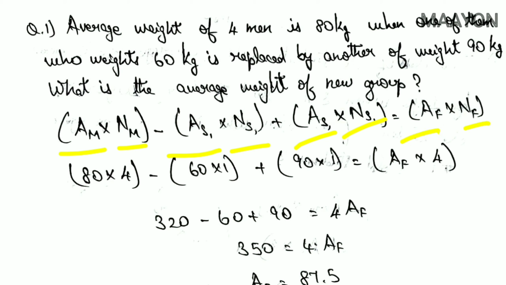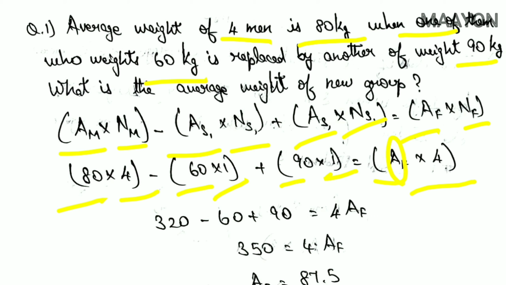Here the main group is 4 men, their average weight is 80 kg, so substituting it, 80 into 4, then subgroup 1, that is the group which is subtracted, their average is 60 kg, it is substituted into number of persons in the subgroup 1, which is one of them, so 1, plus average of subgroup 2, that is 90 kg, then number of persons in the subgroup 2, that is 1, is equal to the average of final group, which is unknown, into number of persons in the final group, 4.